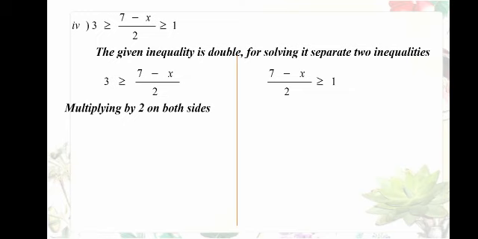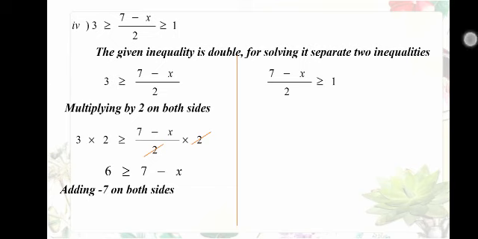So multiplying by 2 on both sides. Why are we multiplying here? To remove the denominator. So the equation will become 3 multiplied by 2 greater than or equal to 7 minus x over 2 multiplied by 2. 2 will be cancelled with 2. The remaining equation will be 3 into 2 is 6, 7 minus x will remain the same. So the equation will become 6 greater than or equal to 7 minus x. Adding minus 7 on both sides, the equation becomes 6 minus 7 greater than or equal to 7 minus 7 minus x. 7 will be cancelled with 7.